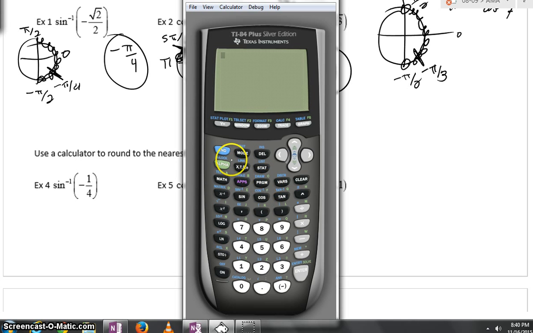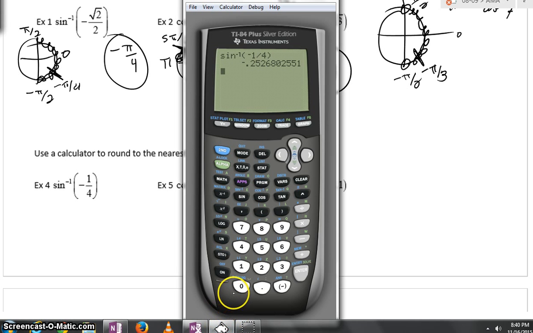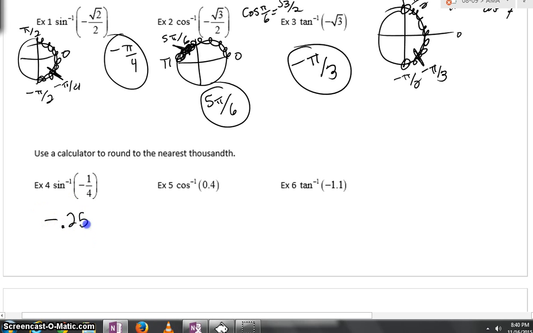To get to inverse sine, we'll hit second sine, and we can just type in negative 1/4, and very quickly come up with about negative 0.2526. You can see we need to go to the nearest thousandth, so that would be negative 0.253. I can't stress enough that this is really an angle measure. Even though we don't see a pi here, we could even write a little r up in this top right corner. That's not required, but it's a notation for the radians. You're saying this is an angle.